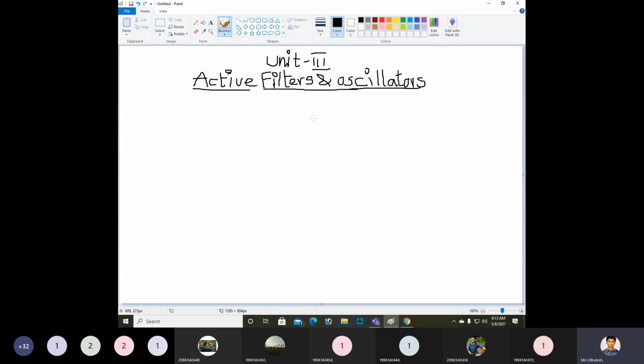So, active filters and oscillators. First, we need to know the basic introduction of active filters. Put a heading here. Along with me, you need to write it. I'll write only key points, and you need to write along with me. Okay, now. Introduction. Put a heading: Introduction.